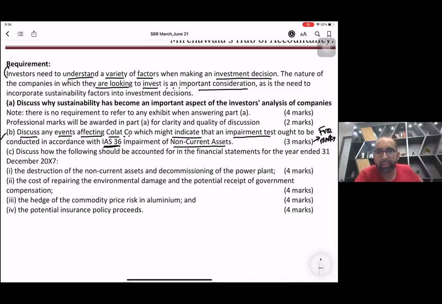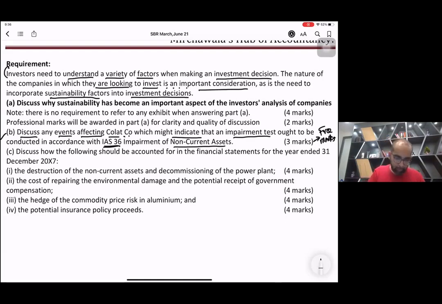They are looking to invest is an important consideration, as is the need to incorporate sustainability factors into investment decisions. Yes, believe me, this came in previous attempts many times. This is present in articles. Even I have recorded a video for this of previous past papers, and I discussed this thing. Read the requirement.